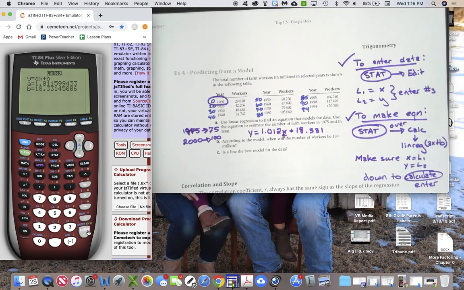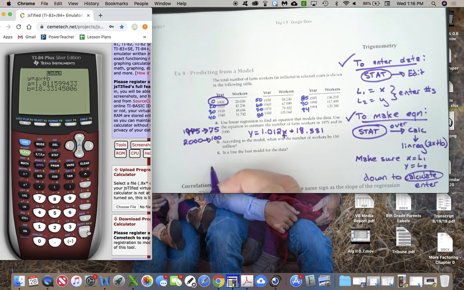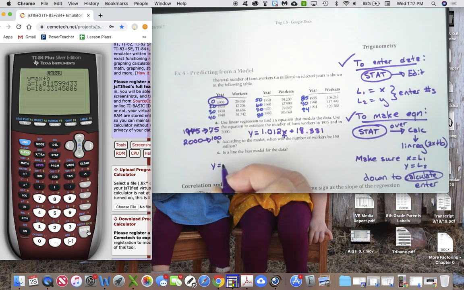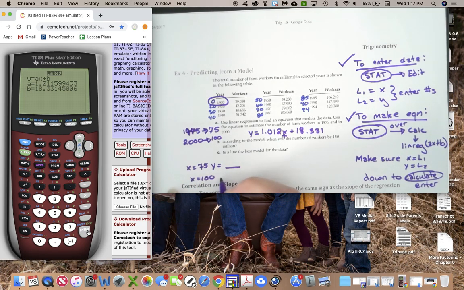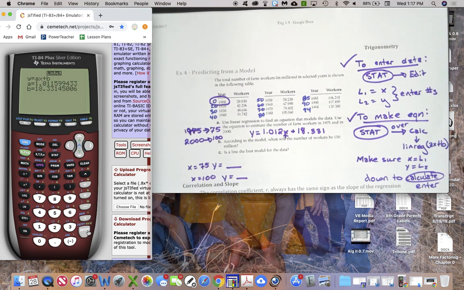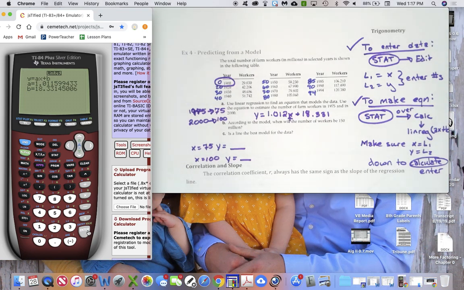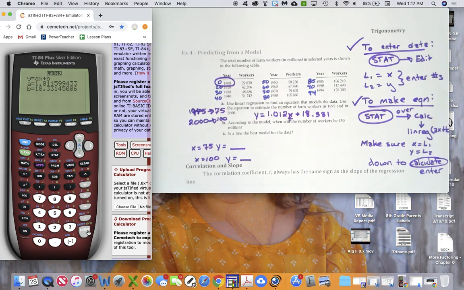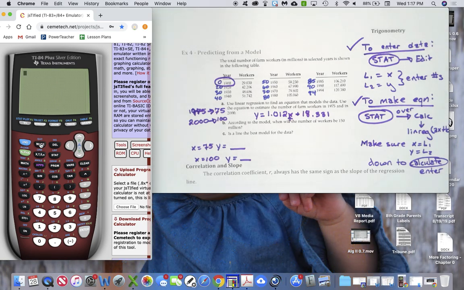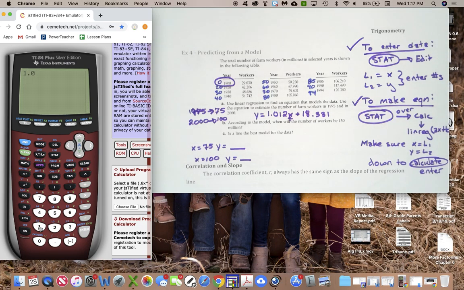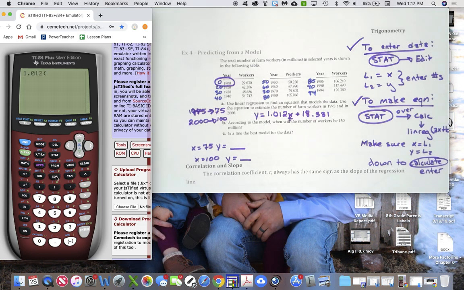So I'm going to go down here because I'm running out of room. If x equals 75, y equals whatever. If x equals 100, y equals whatever. We've got to plug those in and solve, okay? Good? So, take your equation, plug it into your calculator. I'll do it over here. If I go back to the main screen, I can get to this point again. Don't be scared, okay? So, 1.012 times, oh, it's not going to let me do times. Did you just do second quit? Yes, I did.